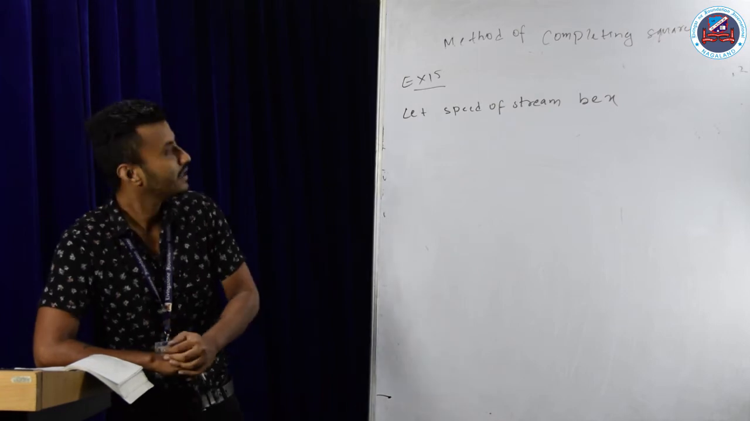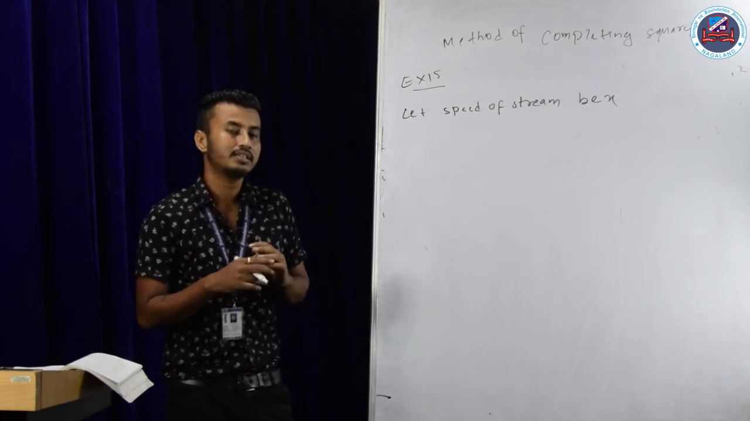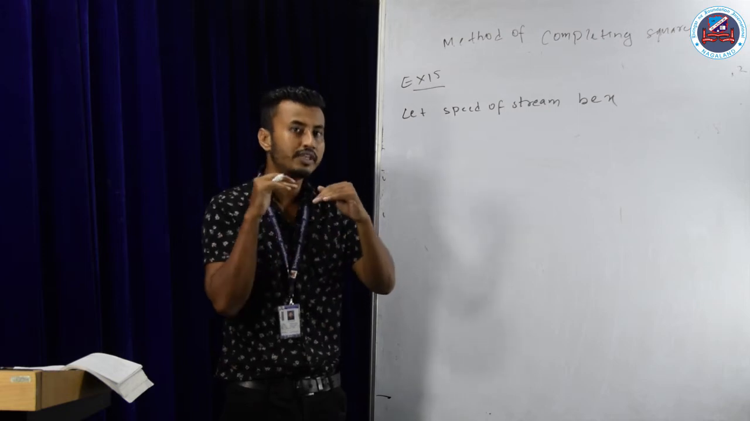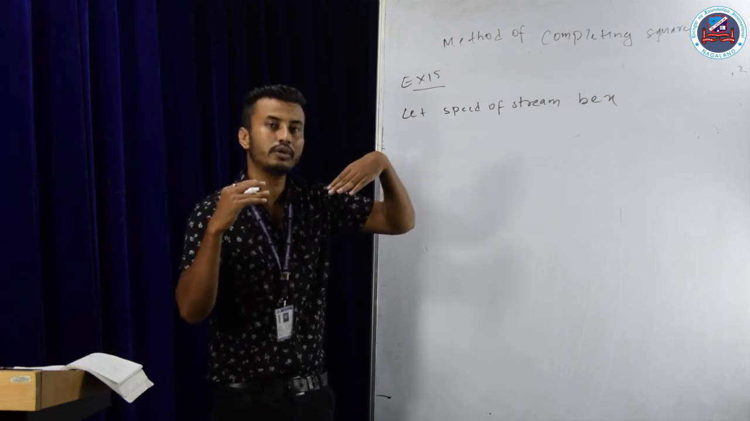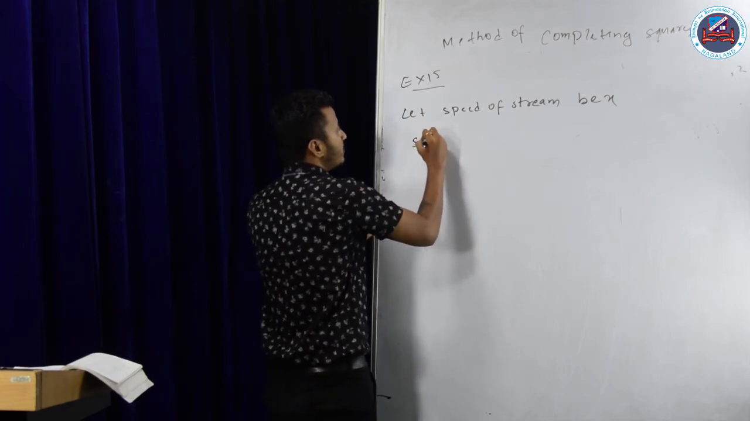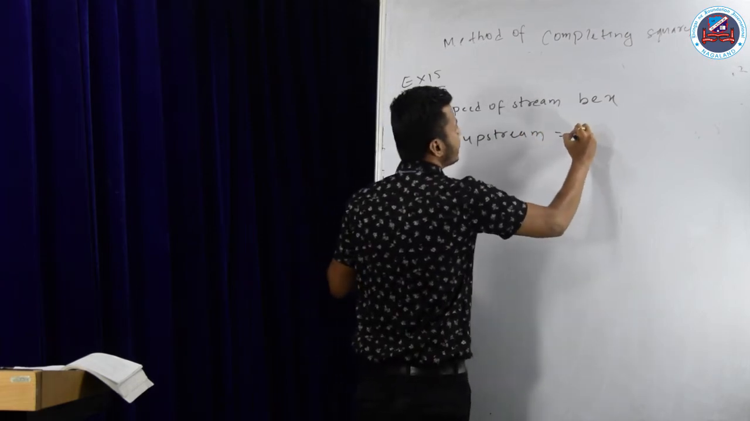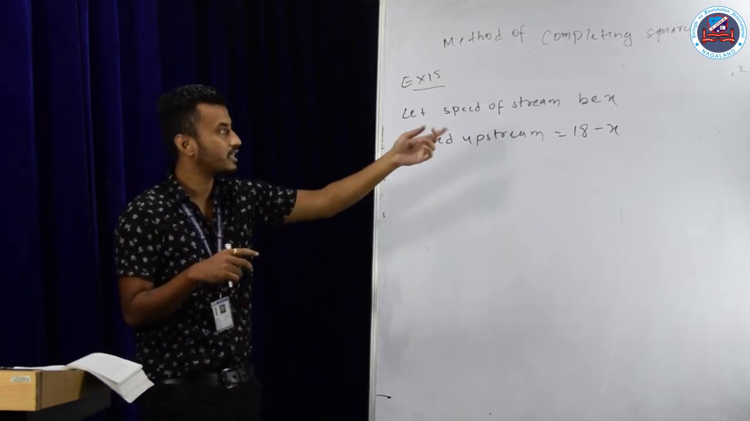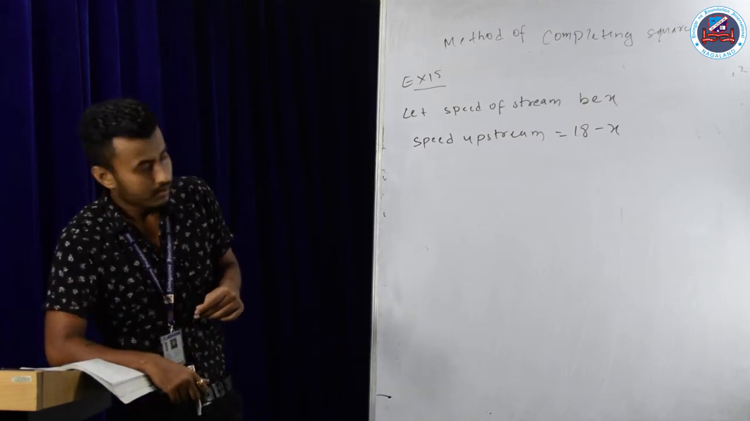Now guys, if the speed of stream is x, suppose a motorboat has to go upside. It has to go with the current or against the current. The river is flowing downside, the motorboat has to go upside, so obviously it is going against the current. So when it is going against the current, speed upstream equals 18 minus x, because 18 is the speed in still water and x is the speed of stream.